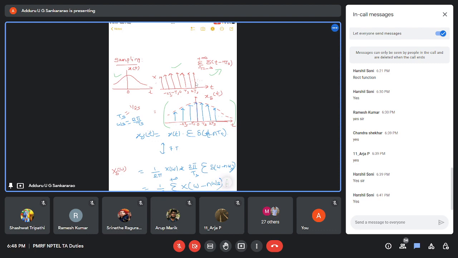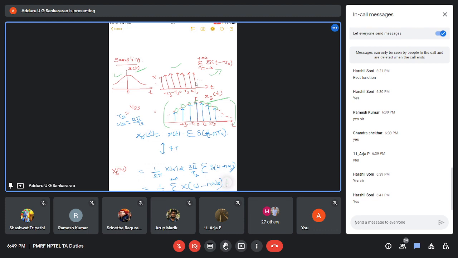Let us say x of t, this is x of t, the sampled signal is x del of t. Now here the sampling frequency means how the impulses are placed. Based on that only the samples will be taken, right? From the signal here we will take the samples. Here this is one sample, this is one sample, this is one sample, like this. So we are discretizing the signal, right?